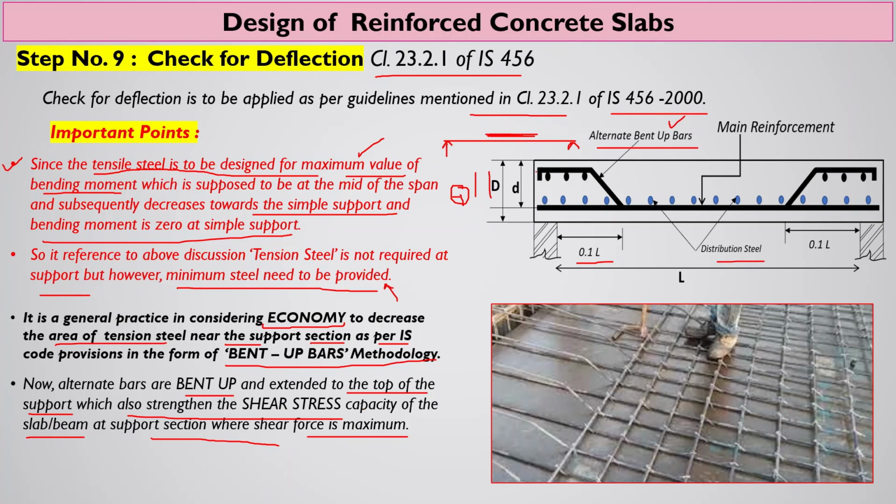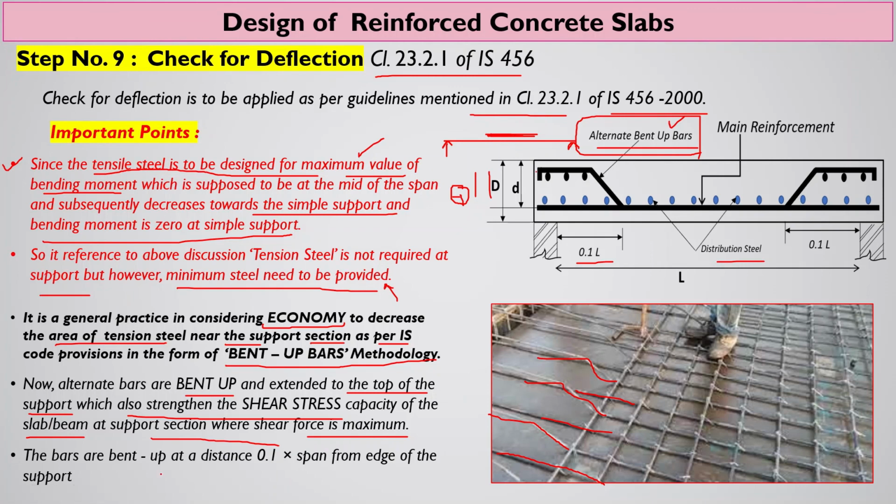So you can see this actual diagram from a site. You can see this one bar is going through the whole span, and this is the third bar, and the second bar we have lifted upward. Then another bar, then one bar is down and another bar. So every alternate bar we are lifting, that means every alternate bar is bent up, or you can say bent up bars are provided.